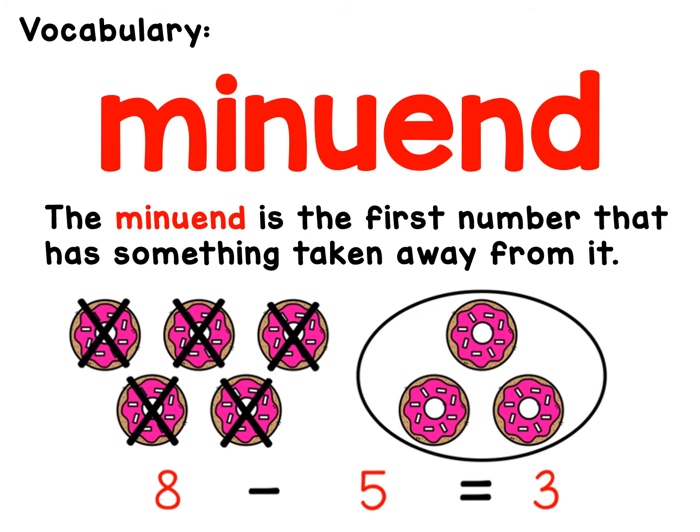So the first one is the minuend. The minuend is that first number that's going to have something taken away from it. So in 8 minus 5 equals 3, the minuend is 8 because we started with 8 donuts.